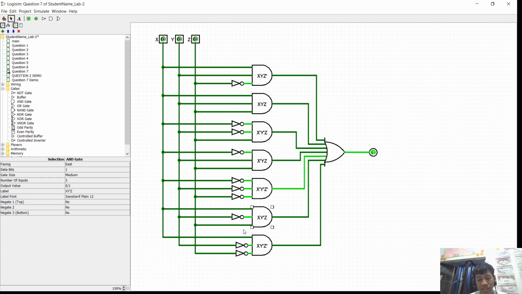And then for the next gate, which is X, Y complement, and Z, Y is the only complement. And then for the last AND gate, we have X, Y complement, and Z complement. And to connect the 7 gates in the OR gate, it will have an input of 7.